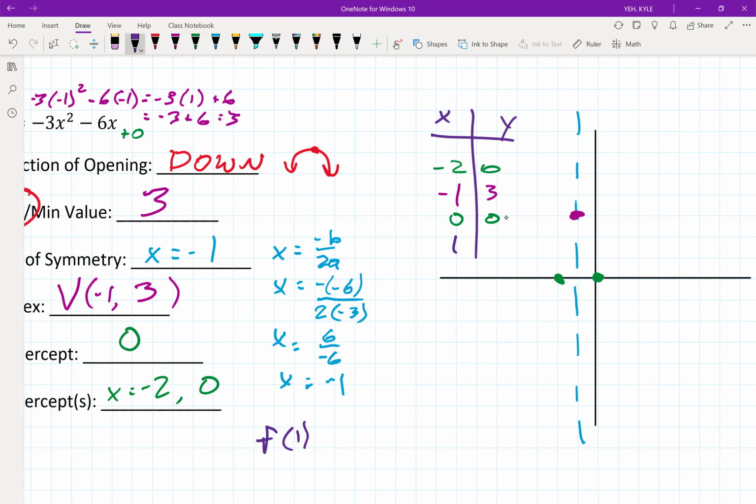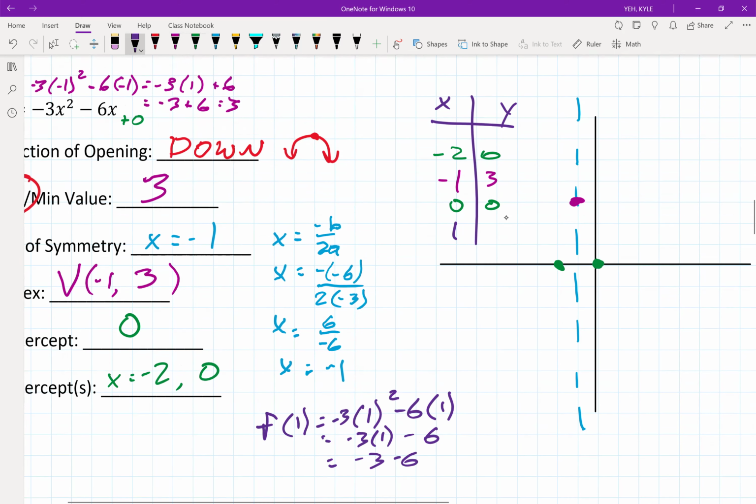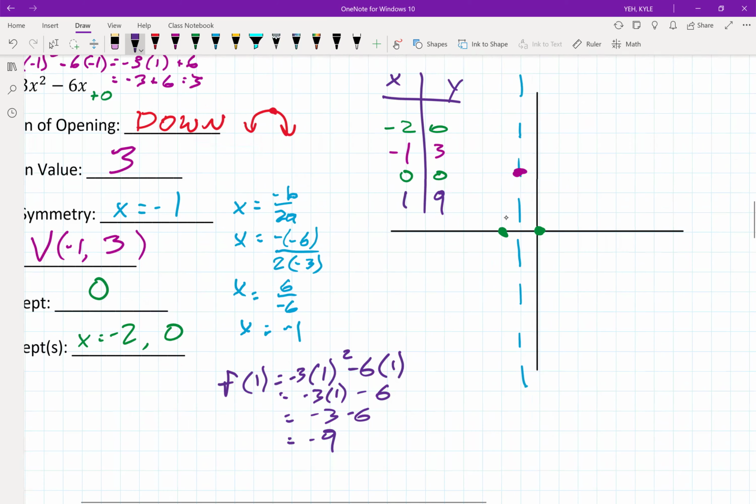What is f of 1? That would be negative 3 times 1 squared minus 6 times 1. Negative 3 times 1, because 1 squared is 1, minus 6. Negative 3 minus 6, and that's going to equal negative 9. So when x equals 1, I need to go all the way down to negative 9. 1, 2, 3, 4, 5, 6, 7, 8, 9. And because of symmetry, I can go 2 to the left and find that I'm also at negative 9.